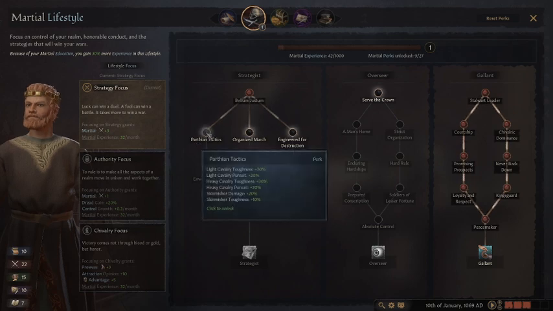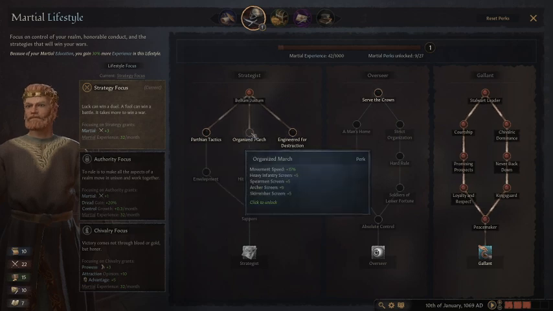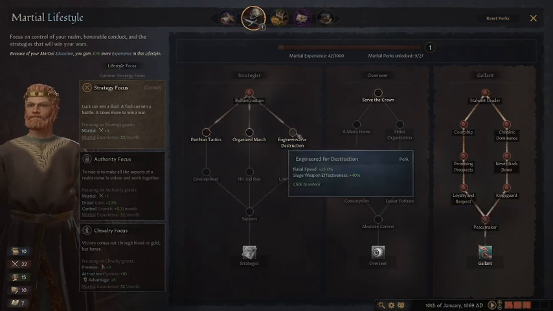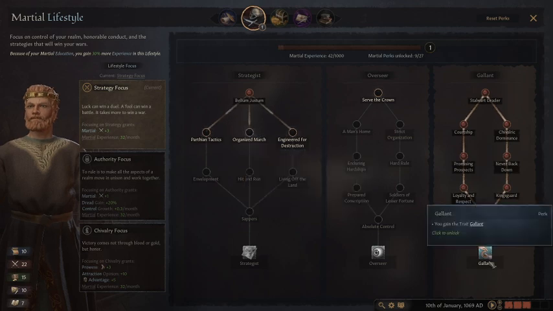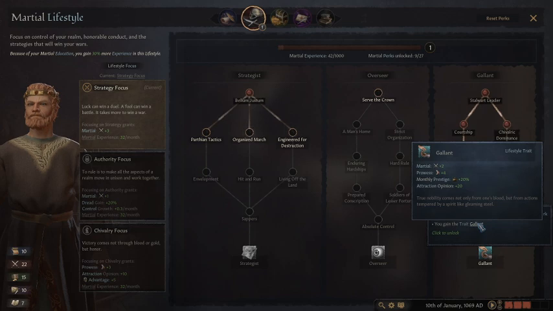Parthian tactics improves light cavalry, heavy cavalry, and skirmishers. Organized march: movement speed plus 15%, heavy infantry screen plus 5, spearman screen plus 5, archer screen plus 5, skirmisher screen plus 5. And engineered for destruction: naval speed plus 25%, siege weapon effectiveness plus 40%. Siege weapon stuff could be useful. Though I could always just go for Gallant, which gets plus 2 martial.